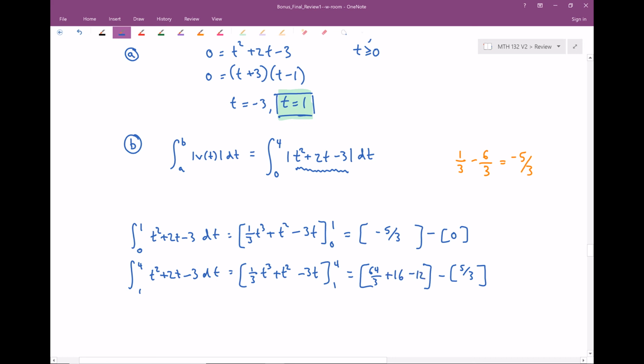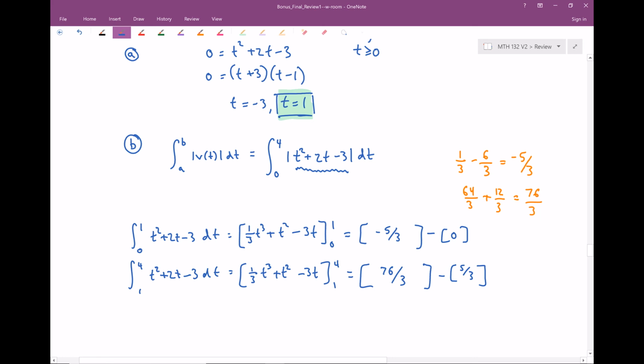Again, let's pull off to the side here really quick. I'm going to have 64/3, and that's going to be plus 16 minus 12, that's going to be 4. 4 is the same thing as 12/3. Double check. All right, so that's going to give me a total of 76/3 altogether when I add those together. So this right here is going to be 76/3. Okay, so that's how I can evaluate each one of these pieces.